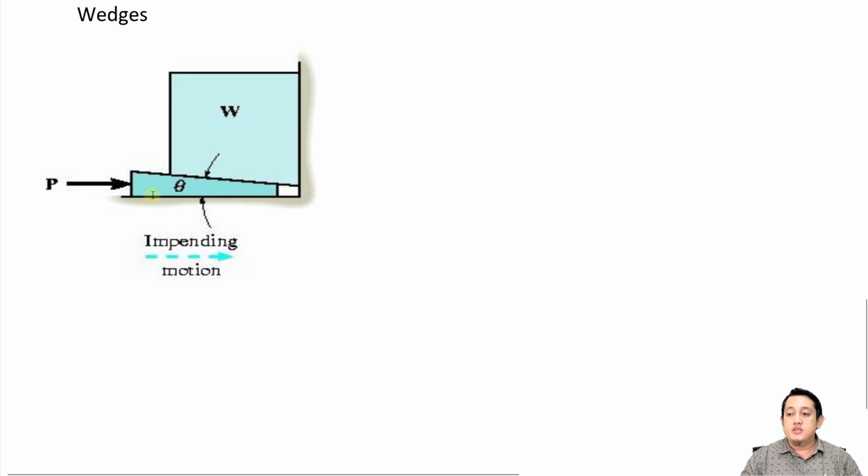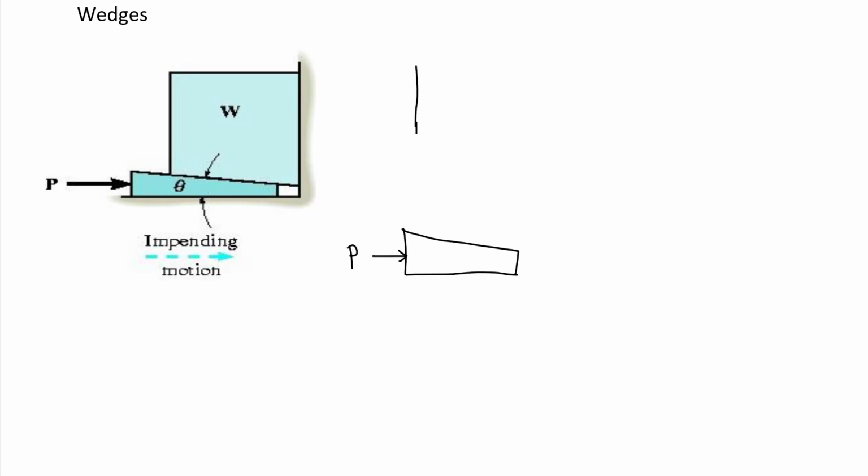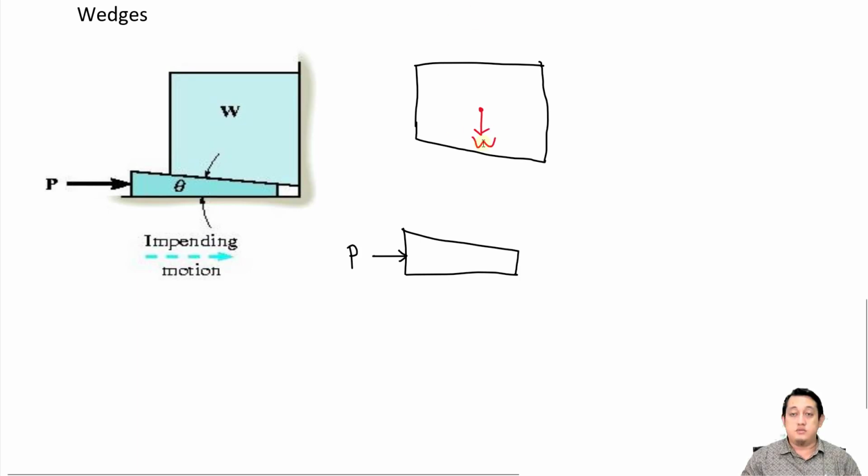So in wedges, we are going to find the value of P so that the block can be moved upwards. How to find it? First of all, we need to have the free body diagram. Let's draw the free body diagram first. Now this is not the perfect free body diagram because we still have more forces to draw.